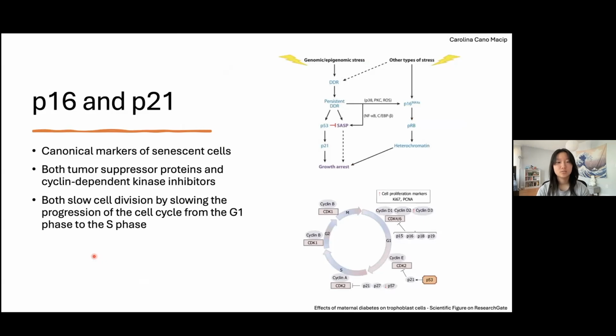So p16 and p21 are important because they are canonical markers of senescent cells. They are both tumor suppressor proteins and cyclin-dependent kinase inhibitors, and they both slow cell division by slowing the progression of the cell cycle from the G1 phase to the S phase.